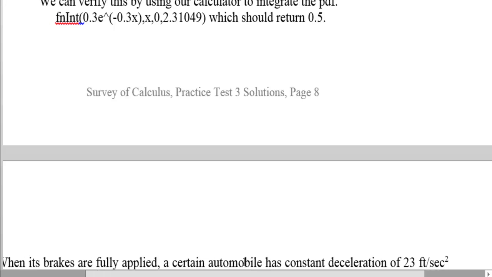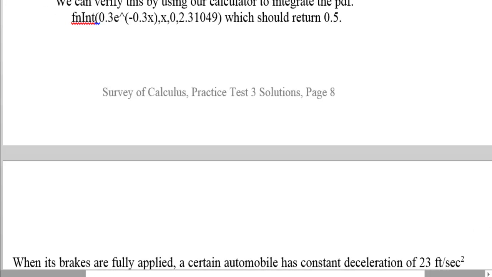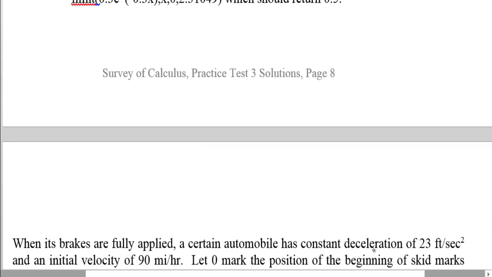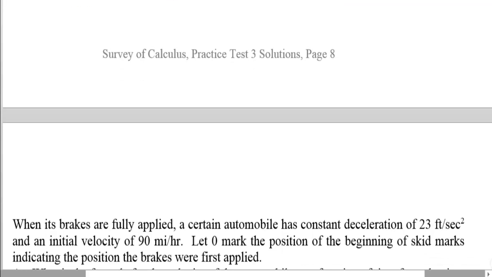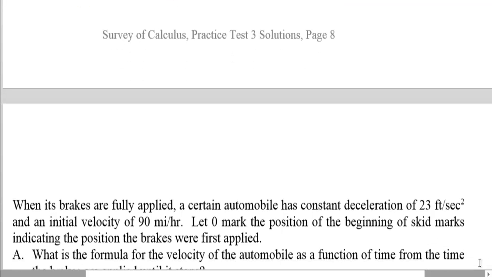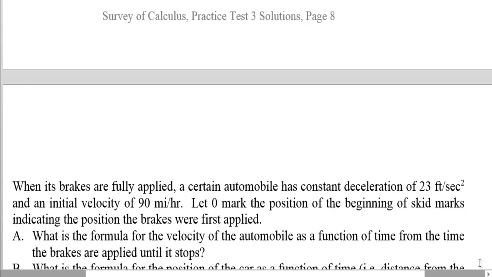When the brakes are fully applied, a certain automobile has a constant deceleration. Now notice it's deceleration, so that makes the acceleration negative. And it has an initial velocity of 90 miles per hour. Now we've got a problem here because our units aren't matching up. We've got miles per hour here, and we've got feet per second squared here.